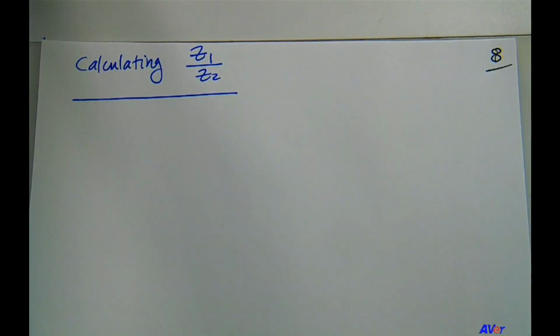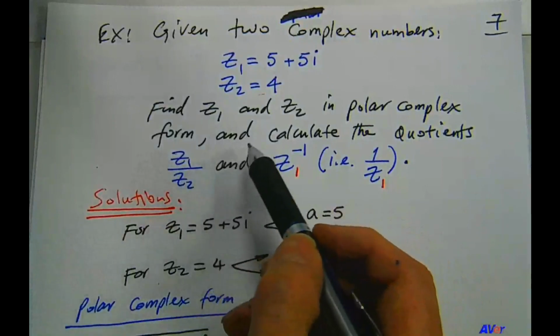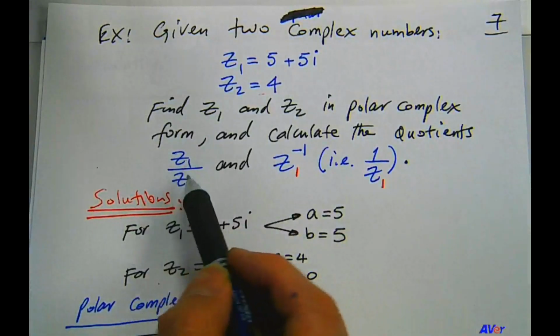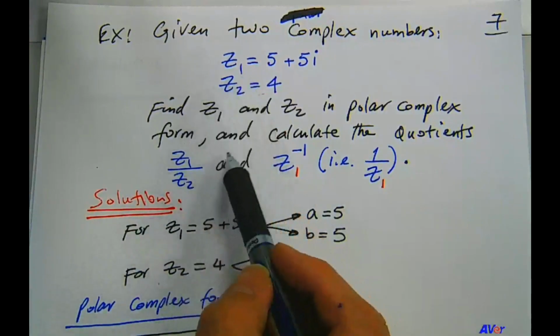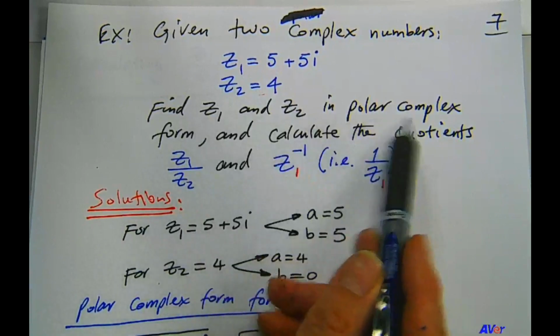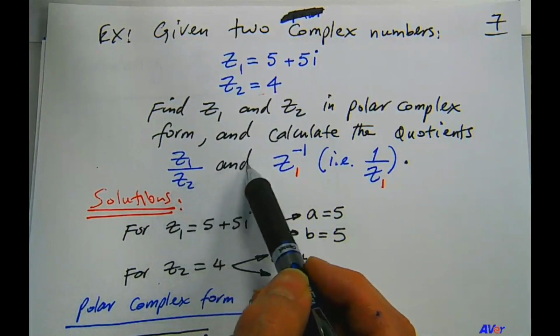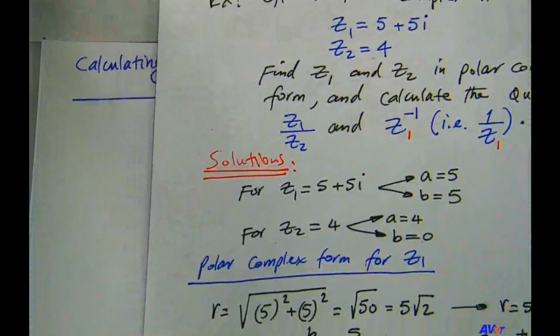I think I forgot. I just noticed it in my problem statement, guys. I forgot that we're also finding the product, not just the quotient. So once we find z1 and z2 in polar complex form, we want to calculate the quotient z1 over z2, and also the product.